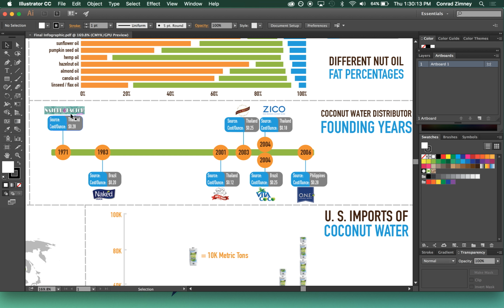I've used alignment to align the different companies' logos horizontally, and I've aligned the labels horizontally as well. And then I've also aligned the actual circles that have the years in them, and then vertically aligned the two that are the same.